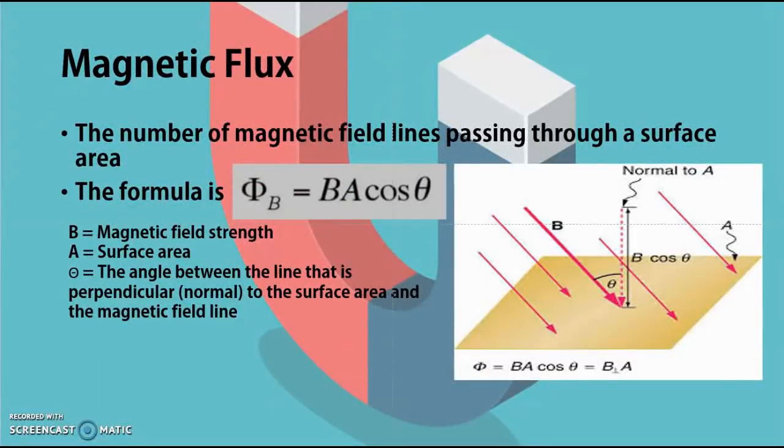So magnetic flux, to define it, is the number of magnetic field lines passing through a surface area. And the formula here, as you can see, is phi equals B, which is the magnetic field strength, times A, which is the surface area, times cosine theta. And theta is the angle between the normal line, which is perpendicular to this surface area, and the magnetic field line. We're going to proceed to an example now.